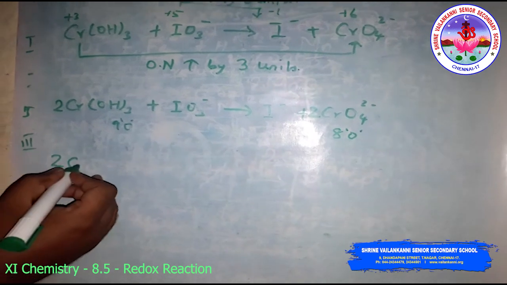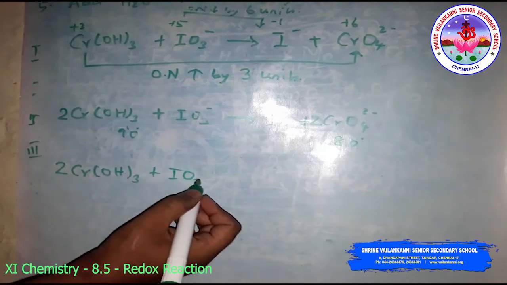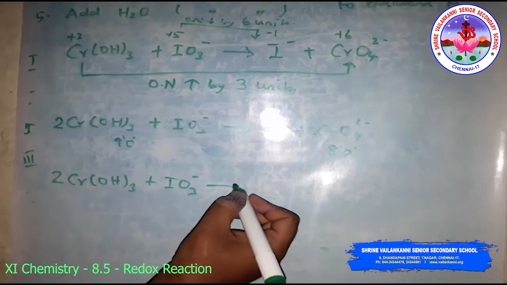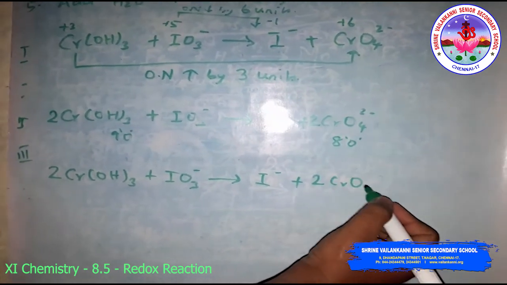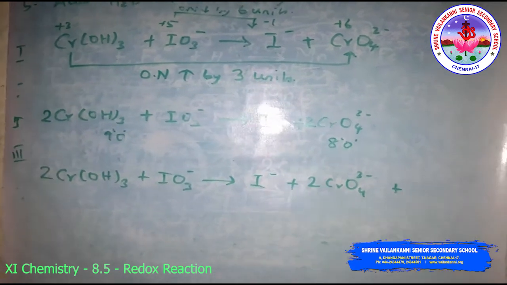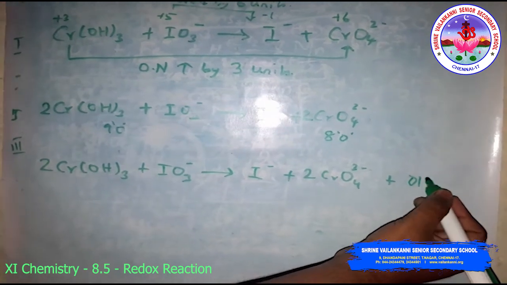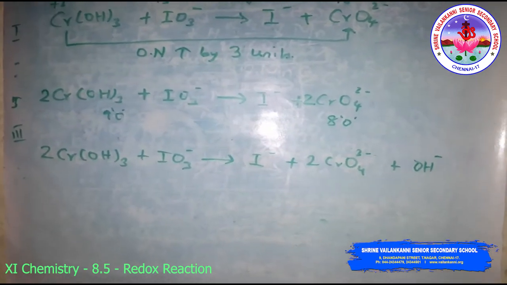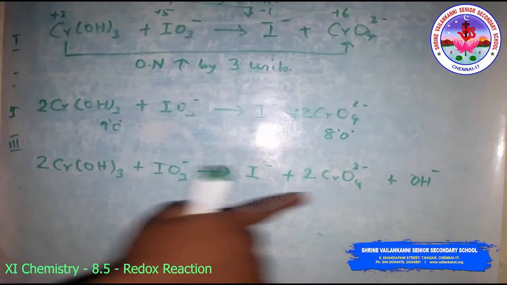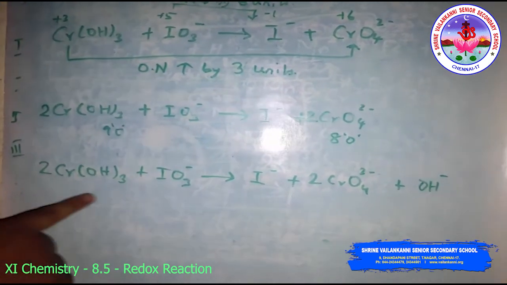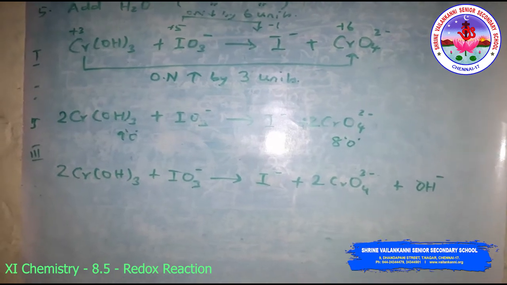So add OH⁻ to the right hand side. Just write the equation: 2 Cr(OH)3 + IO3⁻ gives I⁻ + 2 CrO4²⁻, adding OH⁻ to the deficient side, which means the right hand side. So OH⁻. Now oxygen is balanced, so check. Here 9 oxygen and this side also 8 plus 1 is 9 oxygen. Then hydrogen you have to balance.